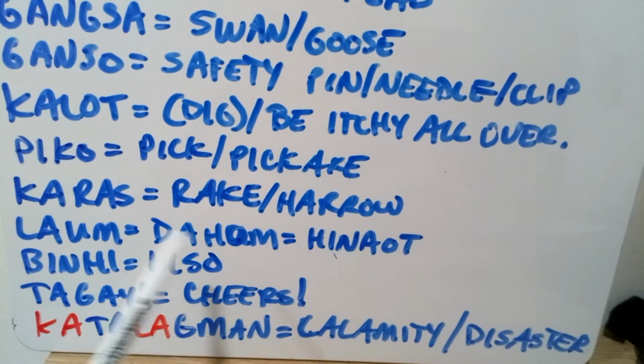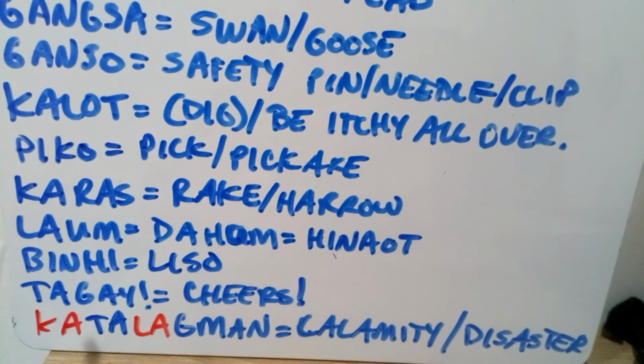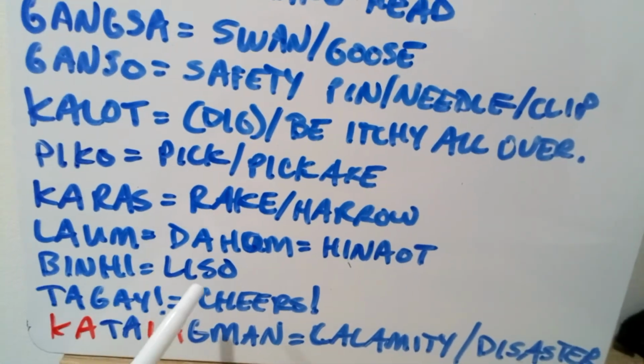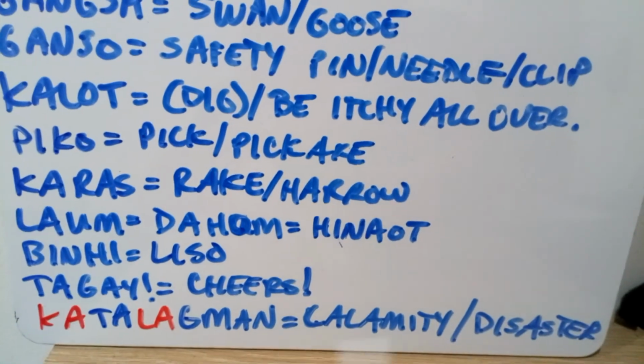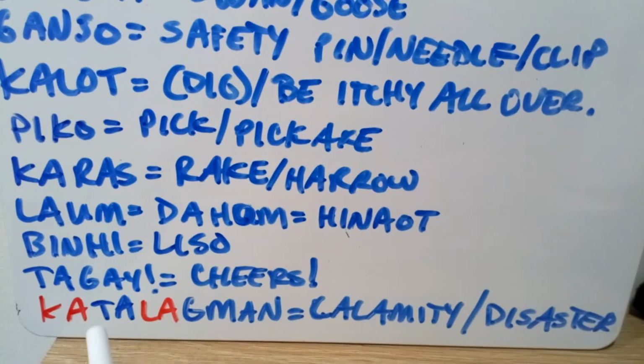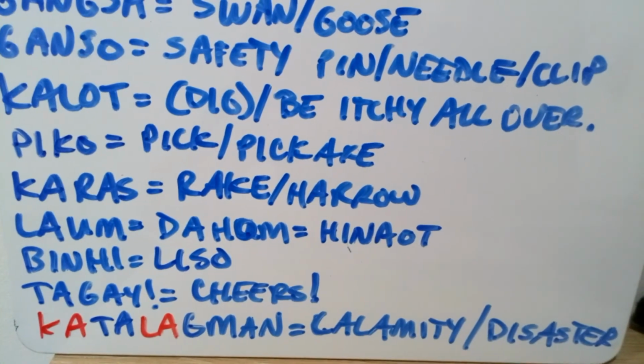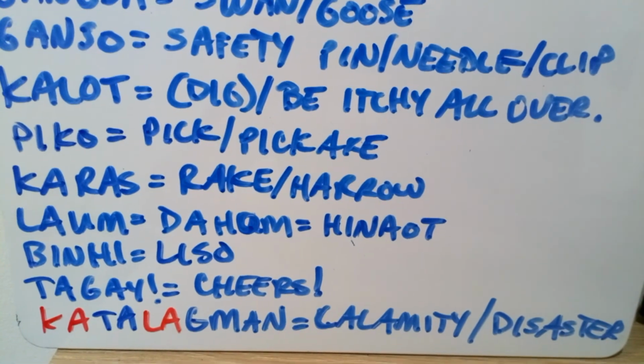Laum is similar and the same as dahum and hinaot, both expressing hope and desire for something to happen. Binhi is the same as liso. Tagay is cheers, and katalagman is a calamity or disaster from the root word tagman, right? Tagman.